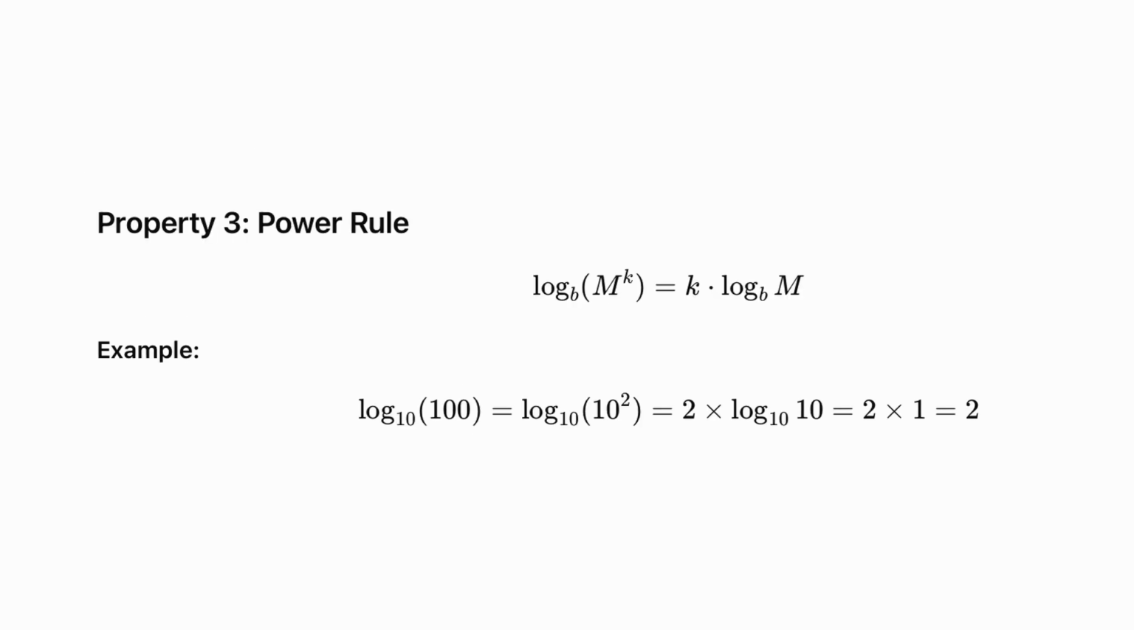Or rule number 3, let's raise the power. Bring it down, now that's your superpower. Log base b of m to the k becomes k times log base b of m. Hooray! Log base 10 of 100, that's lit. It's log of 10 squared. Now split, 2 times log 10, that equals 2. That's how the power rule works for you.